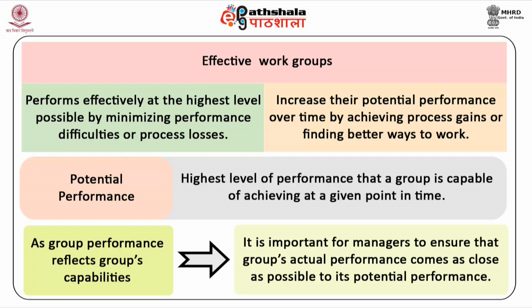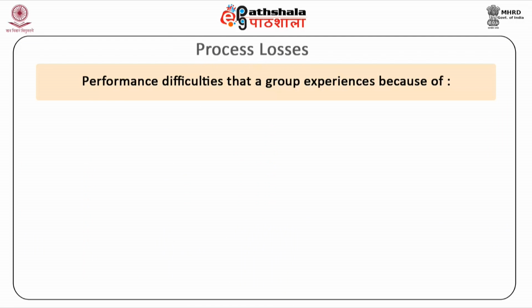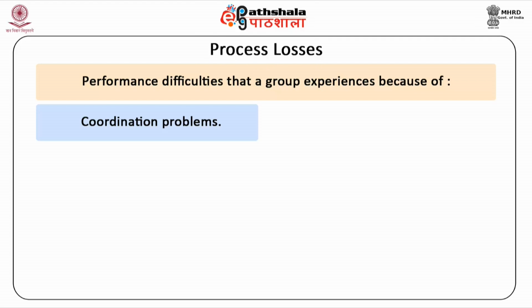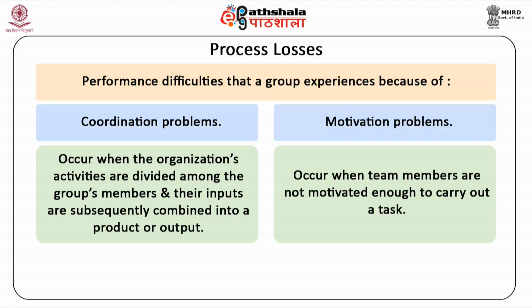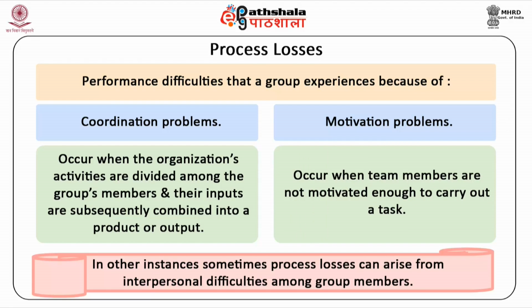A group often falls short of achieving its potential performance. Process losses are performance difficulties that a group experiences because of coordination and motivation problems. This may be an important factor when a group's actual performance falls short of its potential performance. Coordination problems occur when the organization's activities are divided among the group's members and their inputs are subsequently combined into a product or output. Motivational problems occur when team members are not motivated enough to carry out a task. In other instances, sometimes process losses can arise from interpersonal difficulties among group members.